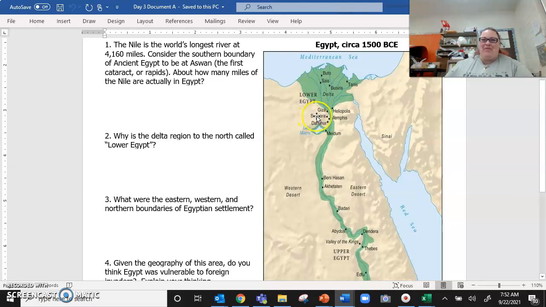Yeah, it flows backwards. It flows from the south all the way up to the north. So that's why Upper Egypt is at the start of the river and Lower Egypt is where the river ends. So make sure you write that answer down.